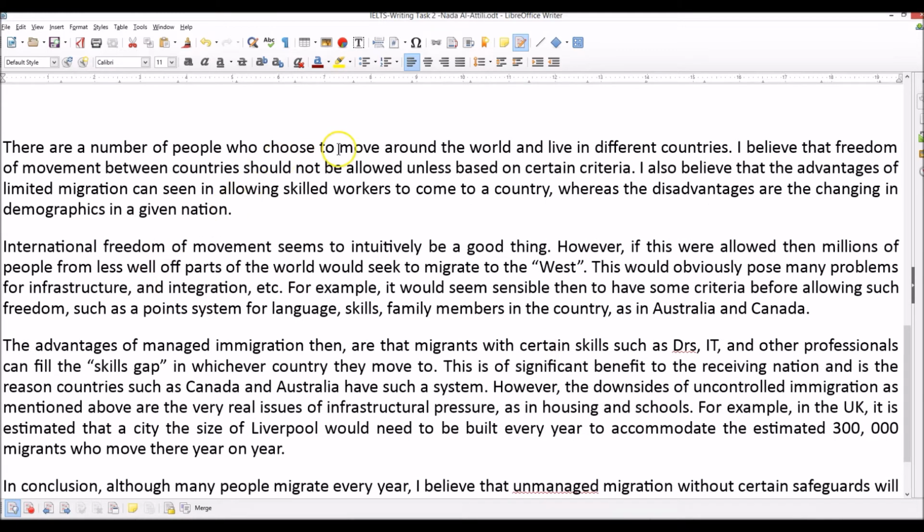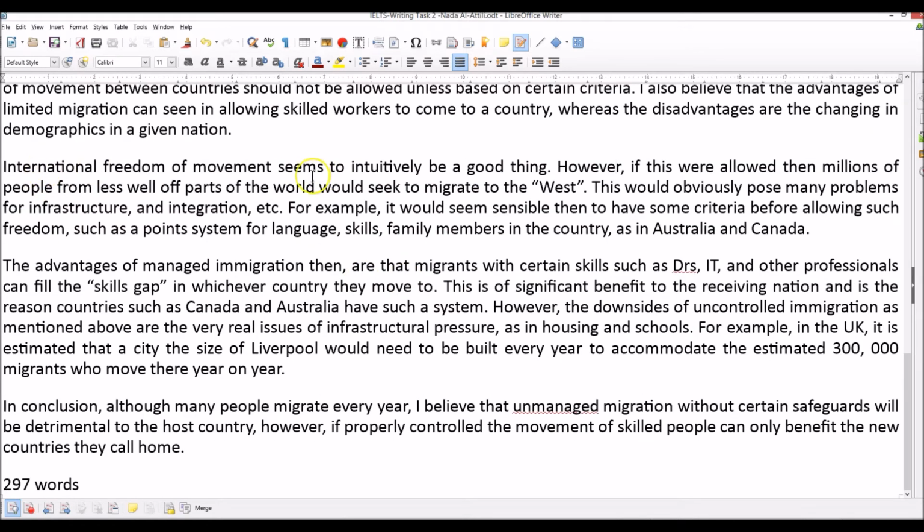So we've seen the introduction. So restate the topic, restate the question, briefly answer question 1, okay, answer question 2. So, international freedom of movement seems to intuitively be a good thing. However, if this were allowed, the millions of people from less well-off parts of the world would seek to migrate to the West. This would obviously pose many problems for infrastructure and integration, etc. For example, it would seem sensible then to have some criteria before allowing such freedom, such as a point system for language skills, etc., as in Australia and Canada.